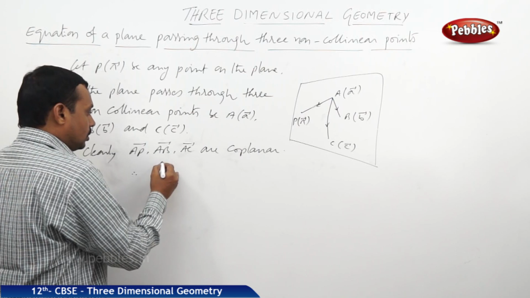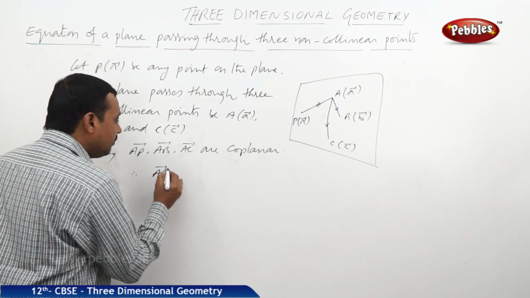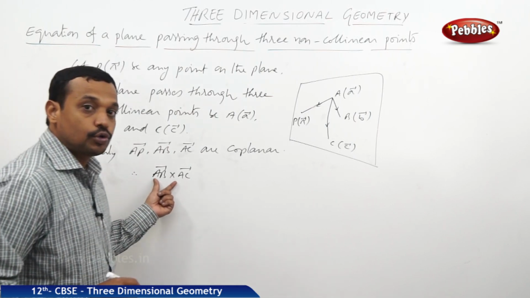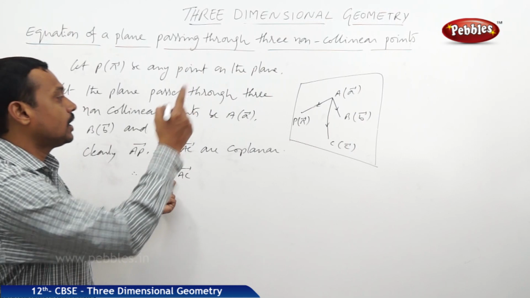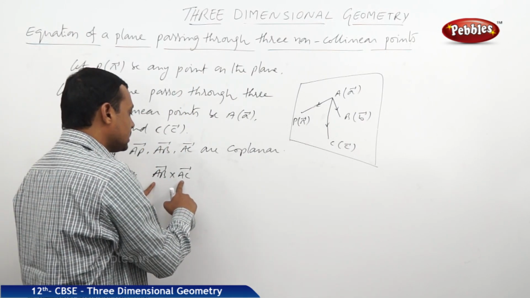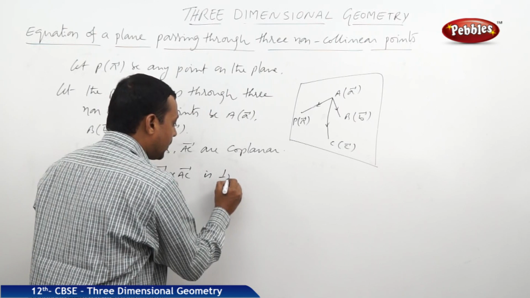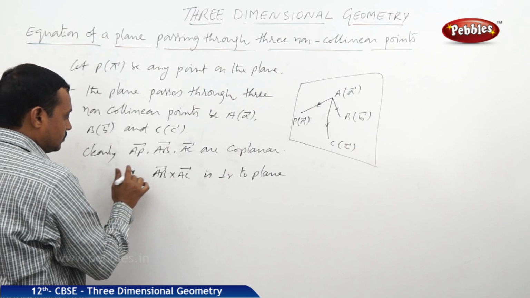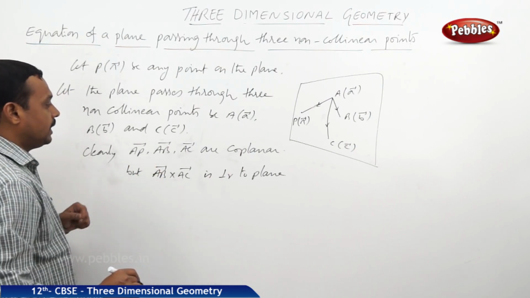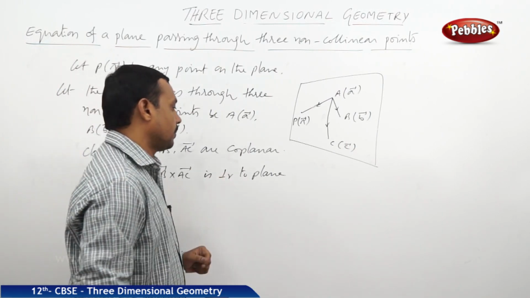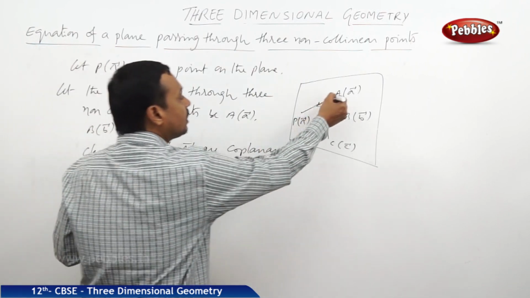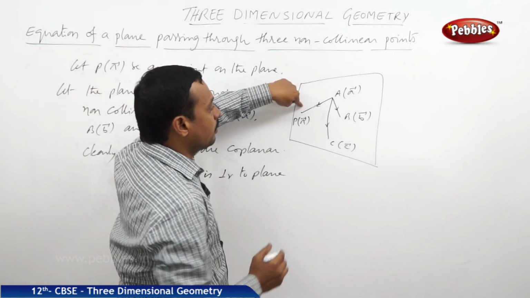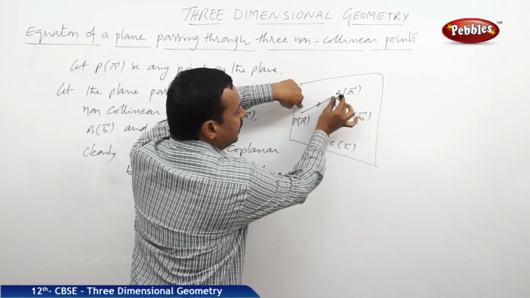Therefore, AB vector cross AC vector. What is the cross product of two vectors? It is always perpendicular to the plane. AB cross AC is perpendicular to the plane, and AP vector is on the plane.